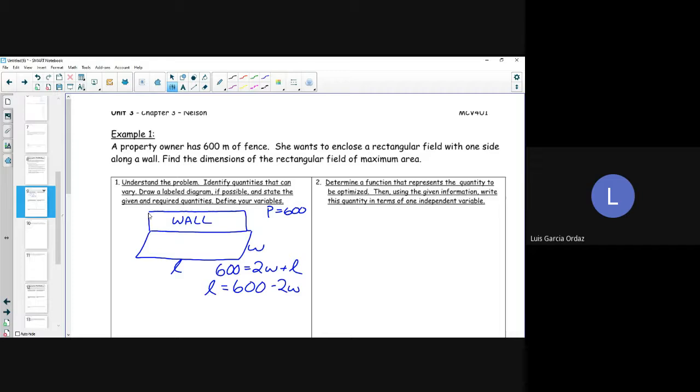So what is the question asking us to do? Okay, so what is our formula for area then? What is the area of a rectangle?